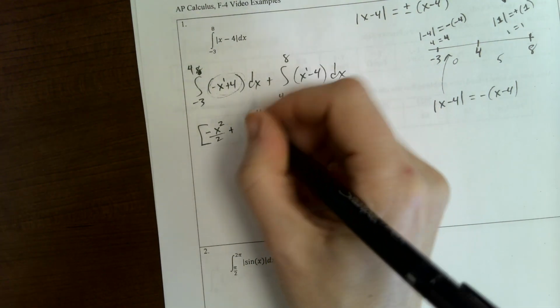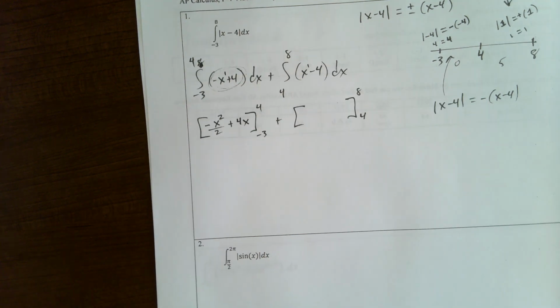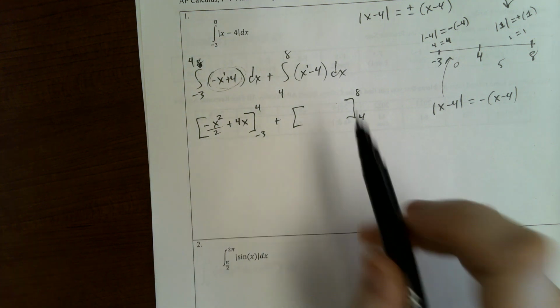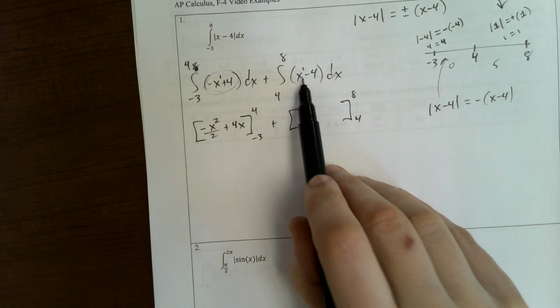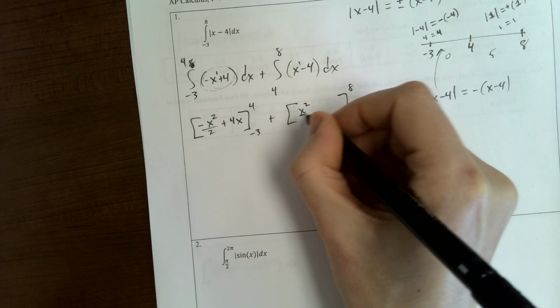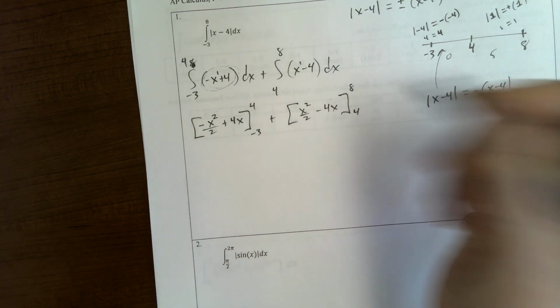Plus, if you've got a constant, guys, its antiderivative is you just put an x next to it. So there's the antiderivative for that part. The antiderivative over here is going to be the same except the signs are different. So this time it's going to be x to the second divided by 2 minus 4x.